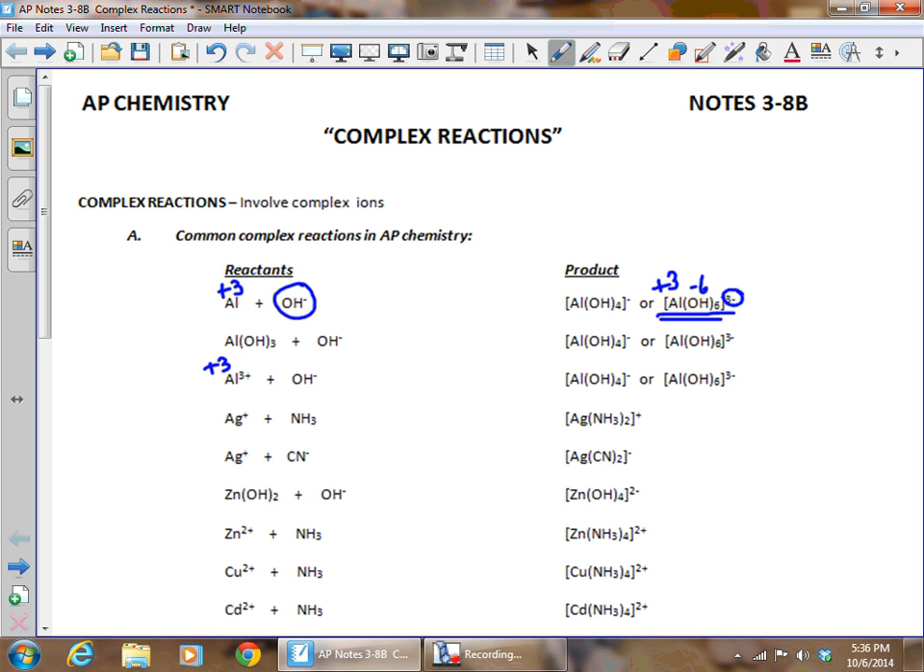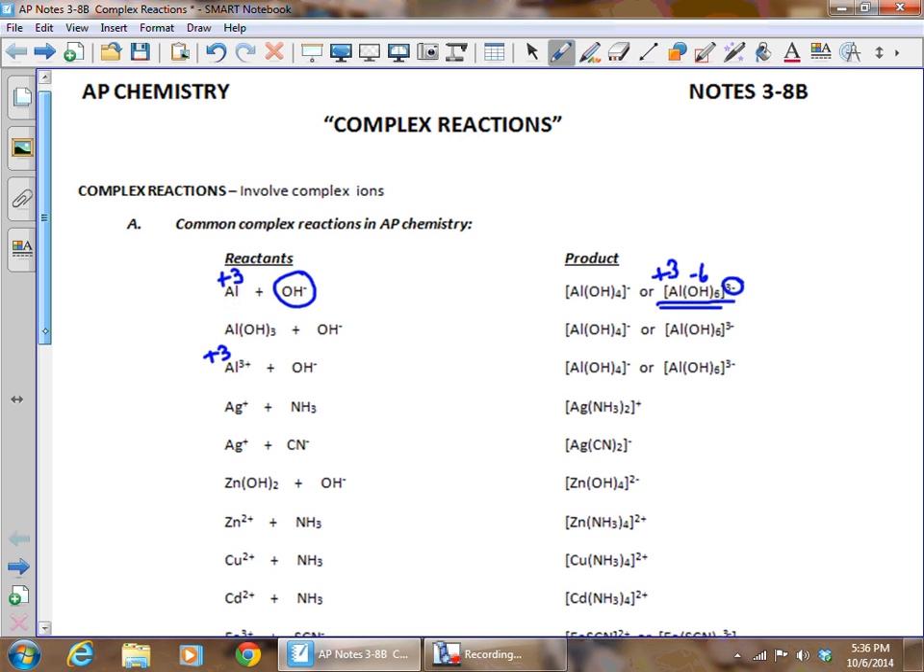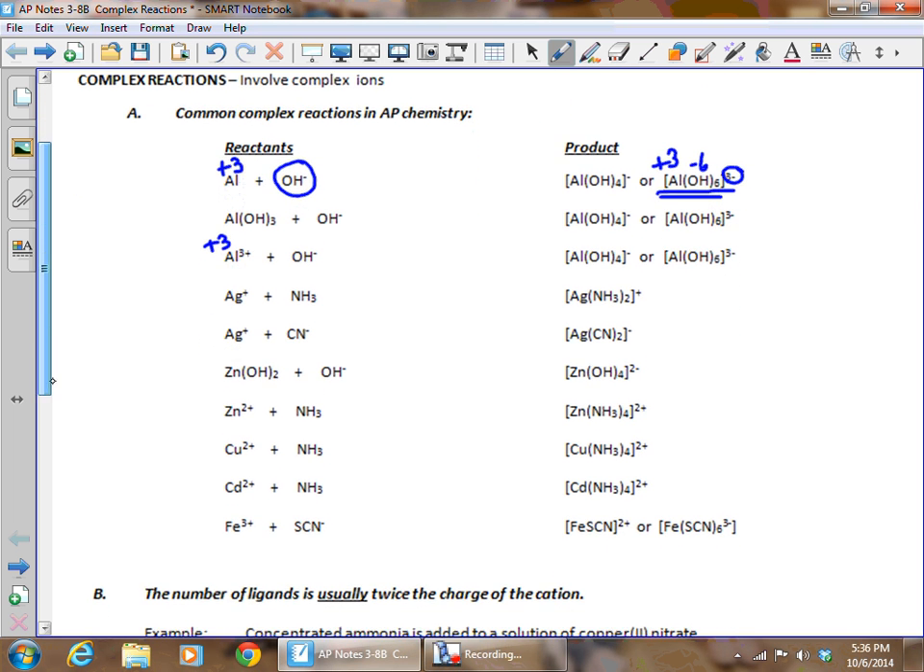And that's the main thing that AP is looking for. They'll actually take kind of a wide range of answers as long as your charge matches your formula. Because honestly, in real life, how many complex ions attach or ligands attach onto those metals depends on concentration, things like that. But the easiest thing to do is just to double the charge.